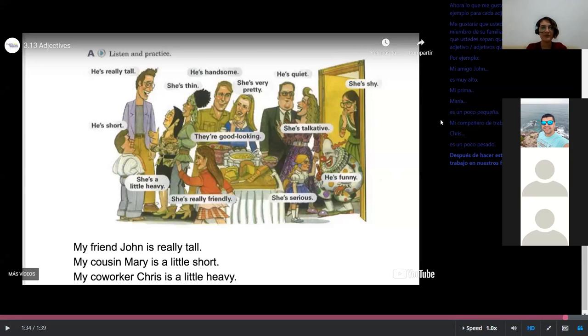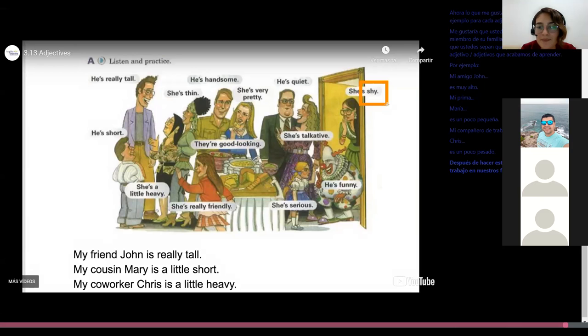Let's see. Let me mark it. This one? ¿Esta? Yes. All right. So, this word is pronounced shy. Esta palabra se pronuncia shy. Y shy significa penoso o penosa. So, she's shy or he's shy. They're shy. Son penosos, right?